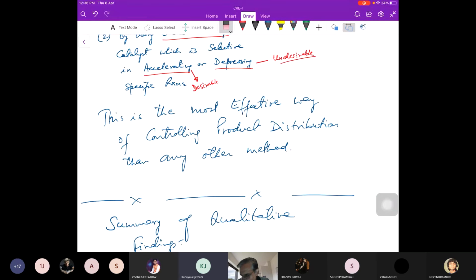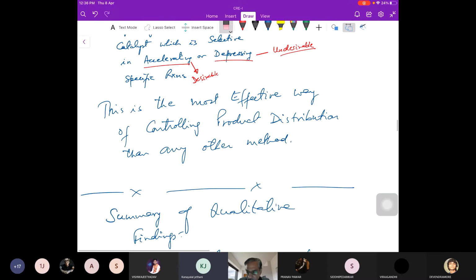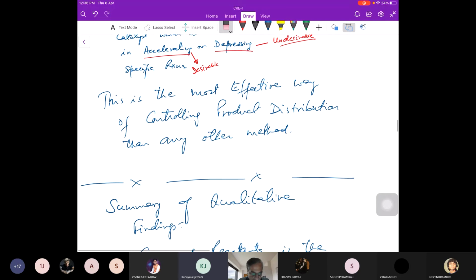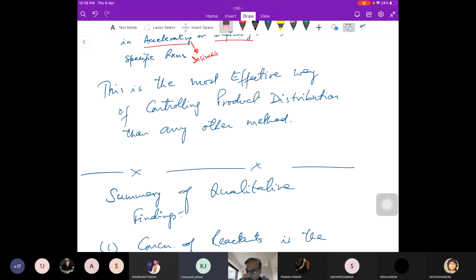And this is the most effective way of controlling product distribution. And that is why many processes have catalysts which are proprietary. There are many licensing companies which develop their own catalyst and they sell it and they charge heavily or very high cost for the catalyst. Because the same effect of getting the desirable product can be achieved by just using the appropriate catalyst. Okay? Any questions on ways to achieve the desirable product and minimize the undesirable product?